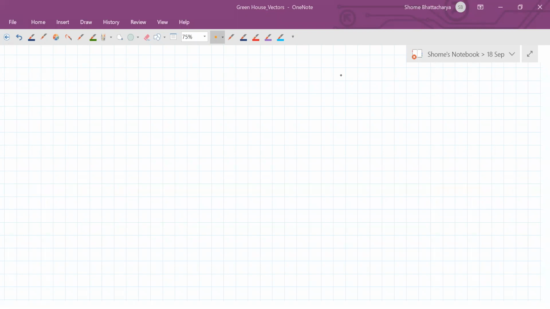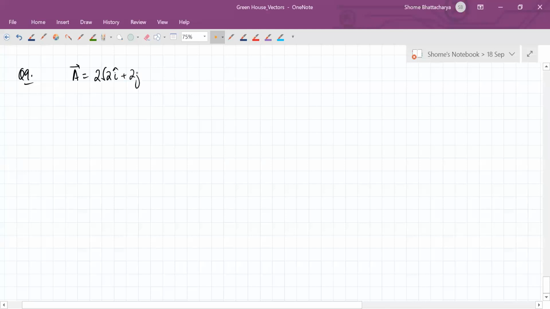Direction cosine. So this is a direct question. We just have to use the direction cosine formula. So question 9, the vector A is given to us as 2 root 2 i cap, okay, plus 2 j cap minus 2 k cap. So the direction cosines, what is their definition? The direction cosines are collectively cos alpha, cos beta and cos gamma. We have to calculate these three. Now you know the formula.